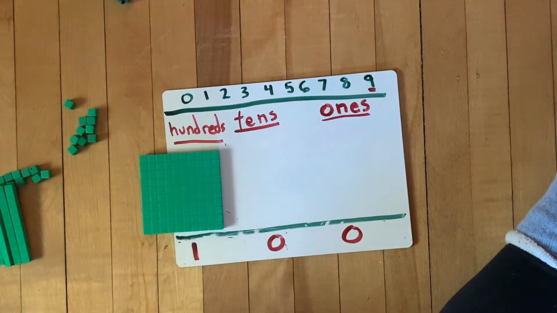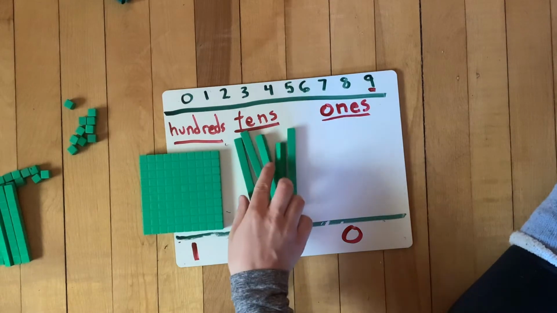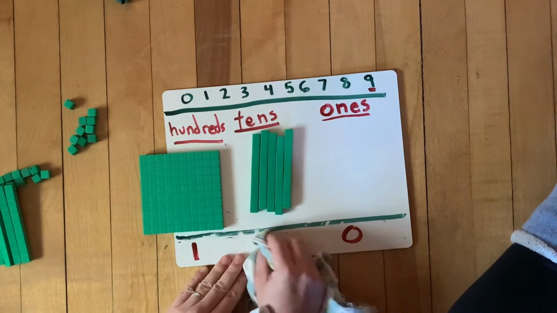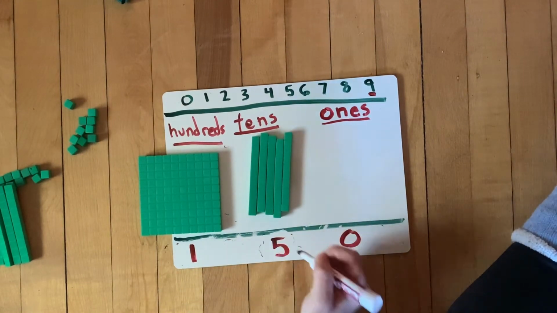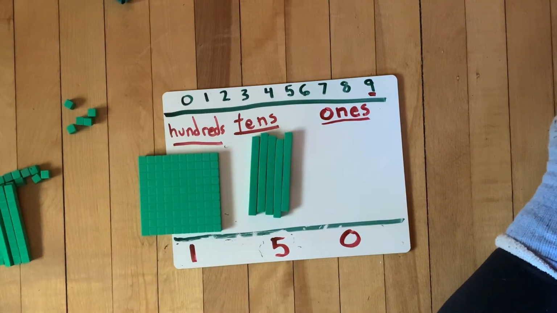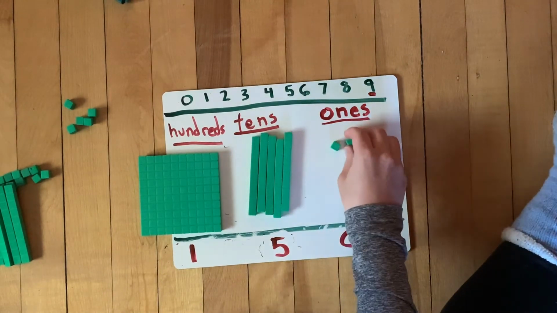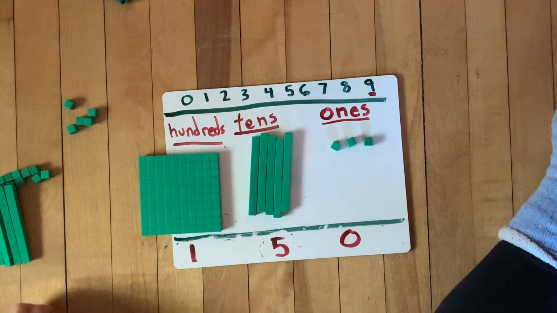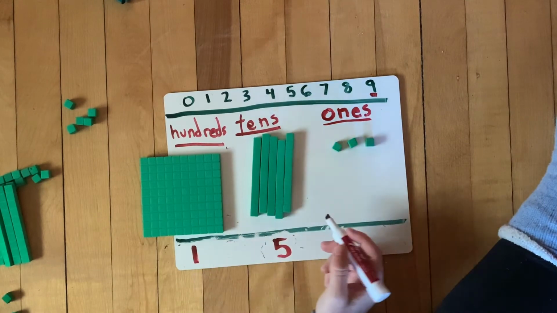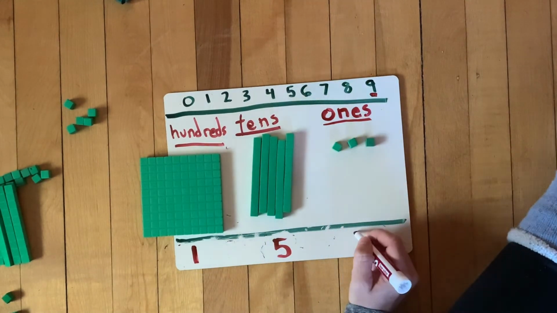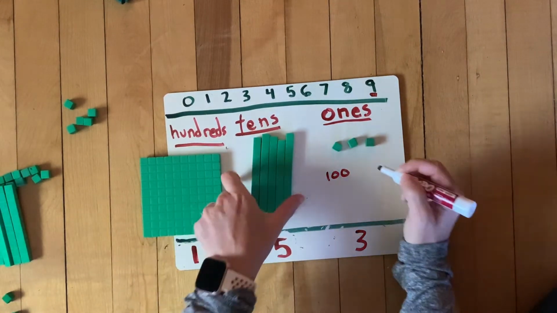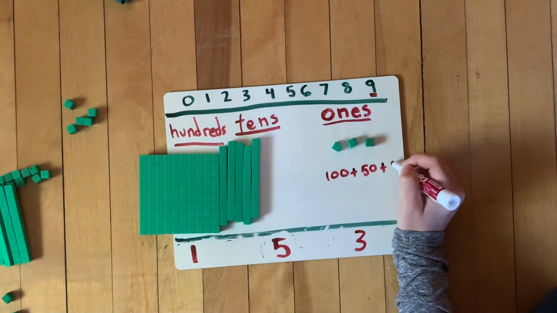Let's say after I've got 100 salmon, I found 5 more groups of 10. 1, 2, 3, 4, 5. There are 5 tens, or 50. Then let's say I counted some more. I have 150, 151, 152, 153. So I have 100, 5 tens, and 3 ones. This is the same as saying 100 plus 50 plus 3.